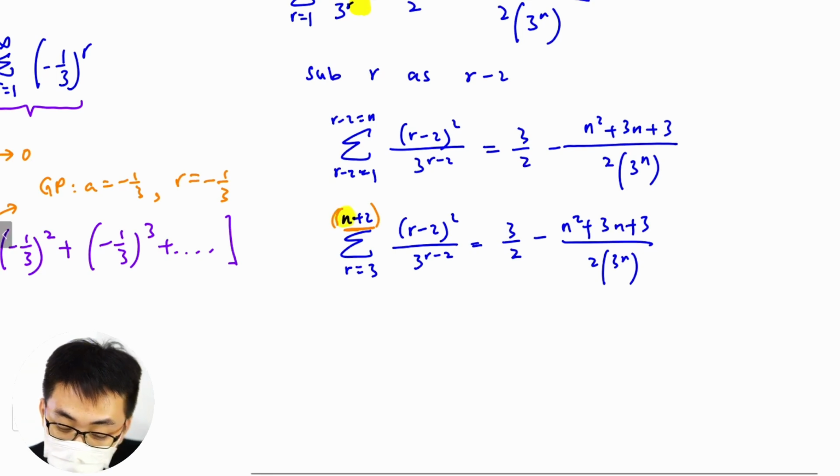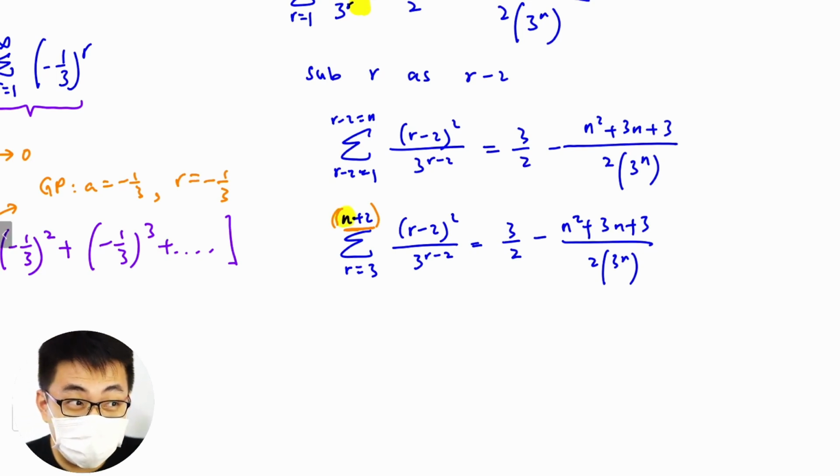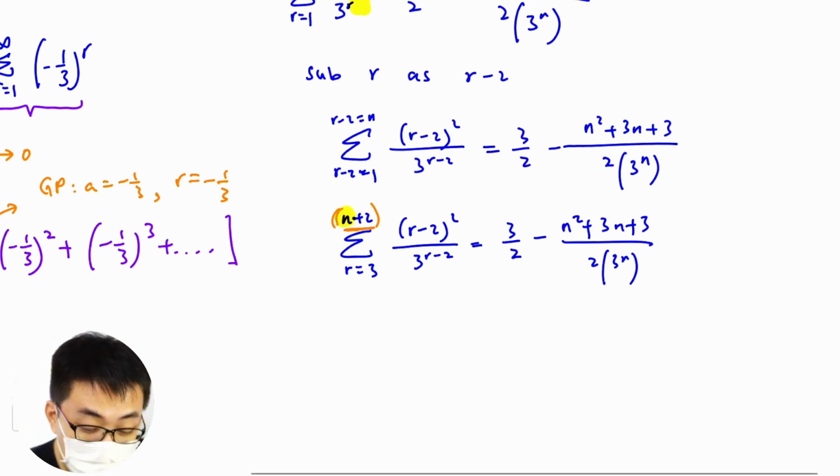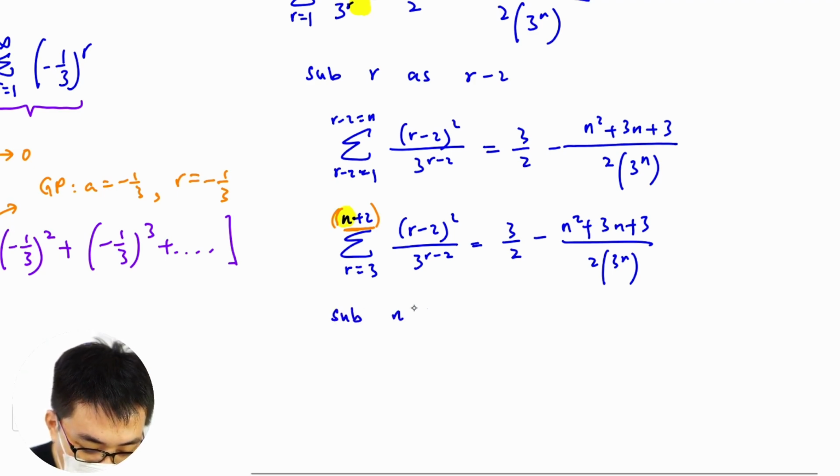The top is the easiest to change. The bottom boundary is the hardest to change. For the bottom boundary you need to consider the terms, but the top is easier. So sub n as n minus 2. When you sub this as n minus 2, it naturally becomes n.